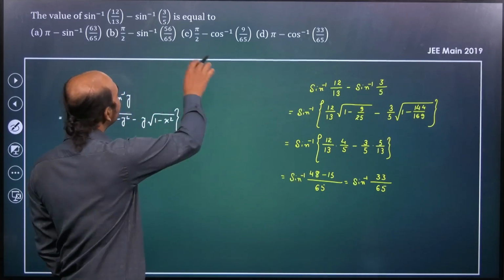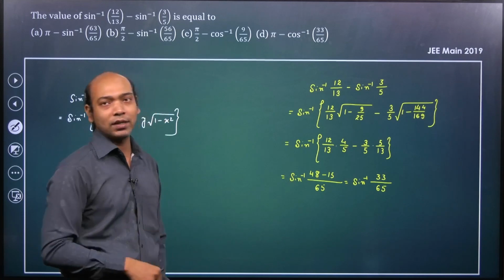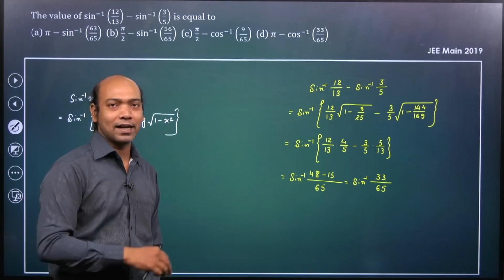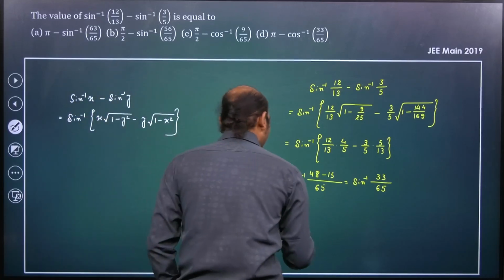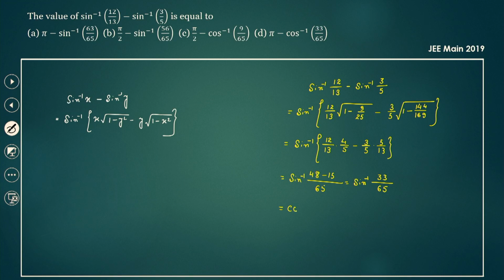Now the answer is also present in cos inverse. So let's change the function into cos inverse. From sine inverse we'll try to change it to cos inverse. So what's the formula we'll use? That implies that it's equal to cos inverse of square root of 1 minus 33 square divided by 65 square. If I calculate, it becomes cos inverse of square root of 65 square minus 33 square divided by 65 square.